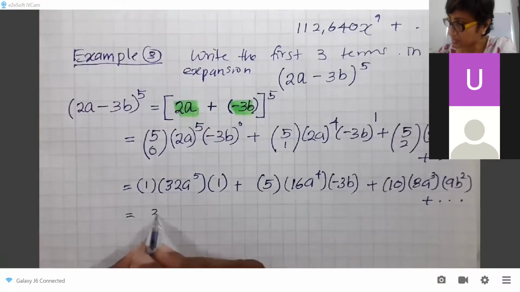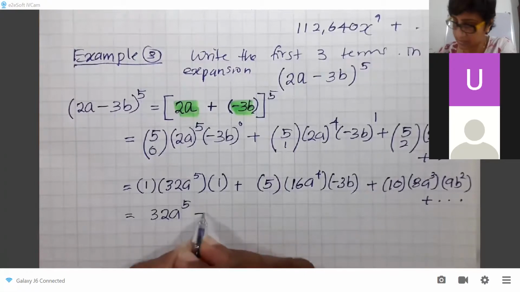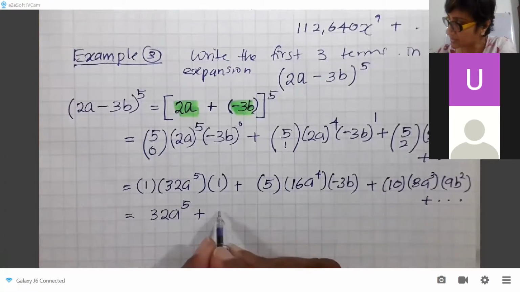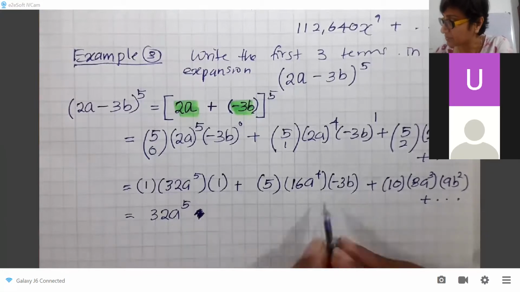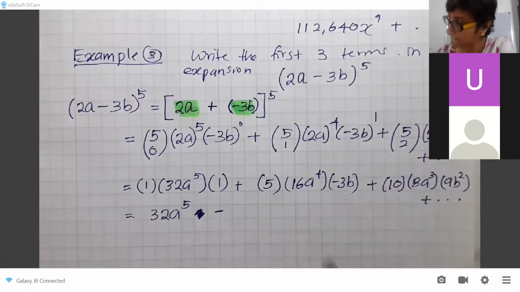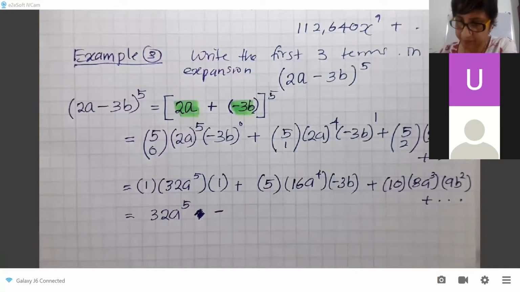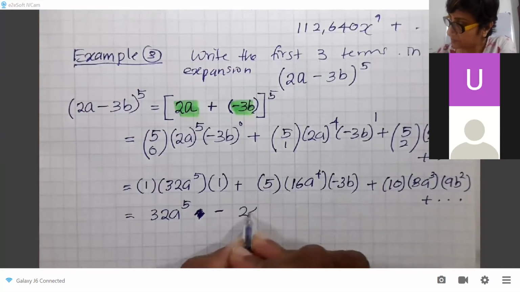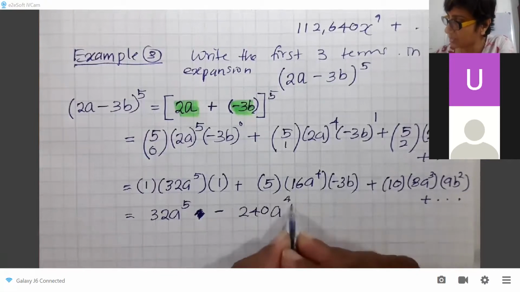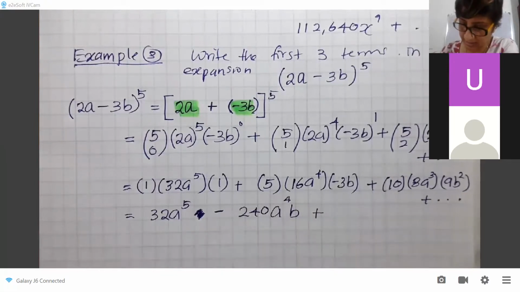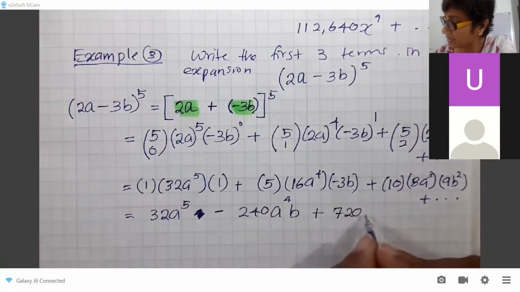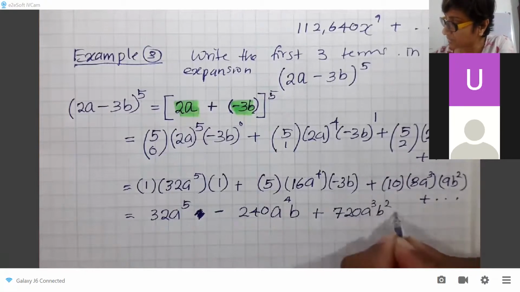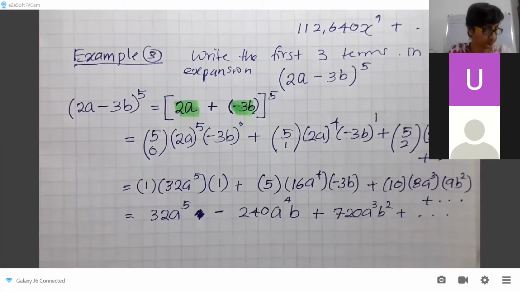This is 32a to the power of 5 plus 16 times 5, not plus. Plus and this minus would make it minus. So I have 5 times 16 times 3, 240a to the power of 4 b, plus 10 times 8 times 9, 720a to the power of 3 b squared, plus dot dot dot. Is that clear?